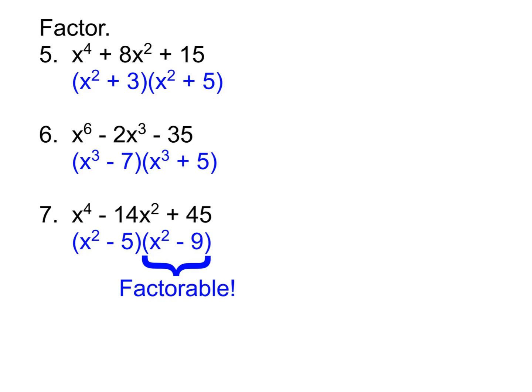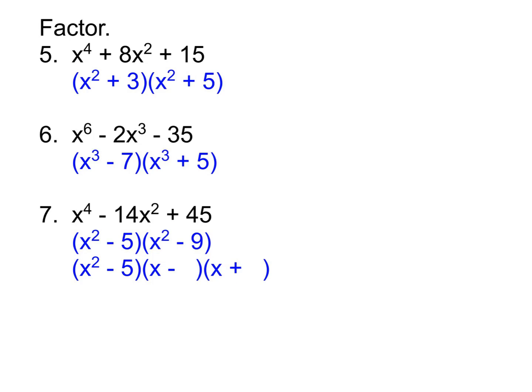Now the x squared minus 5 is not factorable any further, so it's going to stay x squared minus 5. But then the x squared minus 9 breaks into two sets of parentheses from there. For those two parentheses that I'm adding in, I'm saying, what adds to 0 and multiplies to negative 9? That ends up being a negative 3 and a positive 3. So that is actually our completely factored form here.